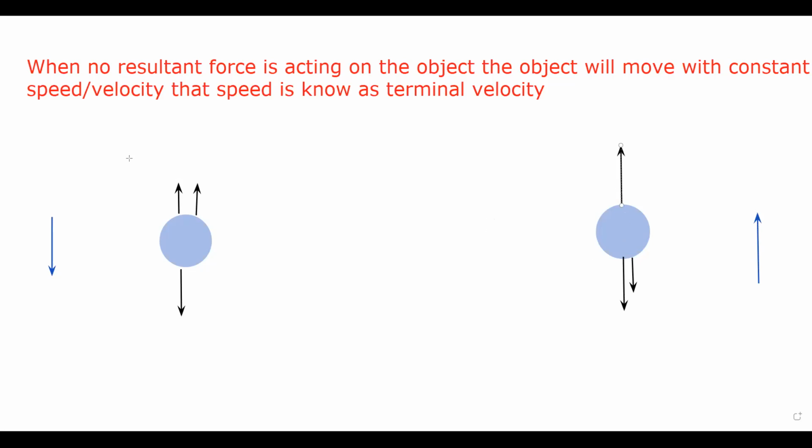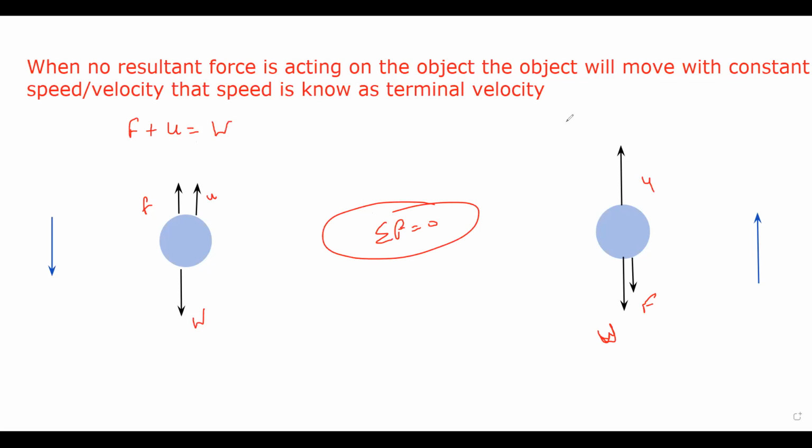So here we can say the forces acting on the object are weight, upthrust, and drag force. Because there is no resultant force when the object is moving at terminal speed, we can say the viscous drag plus upthrust is equal to weight, or the weight plus viscous drag is equal to upthrust.